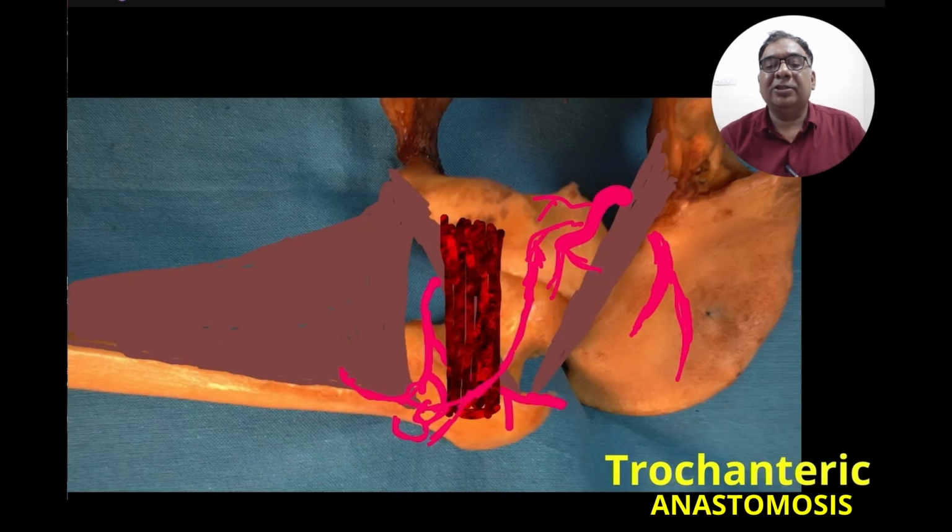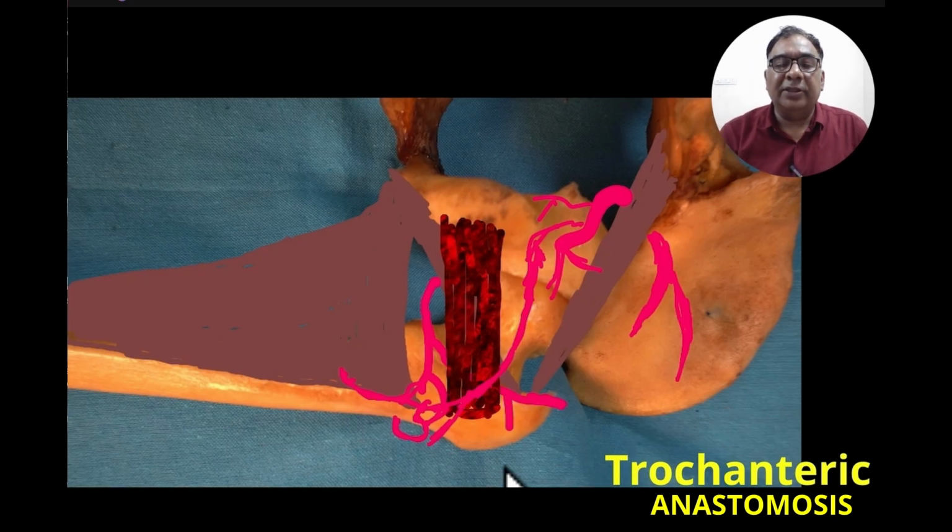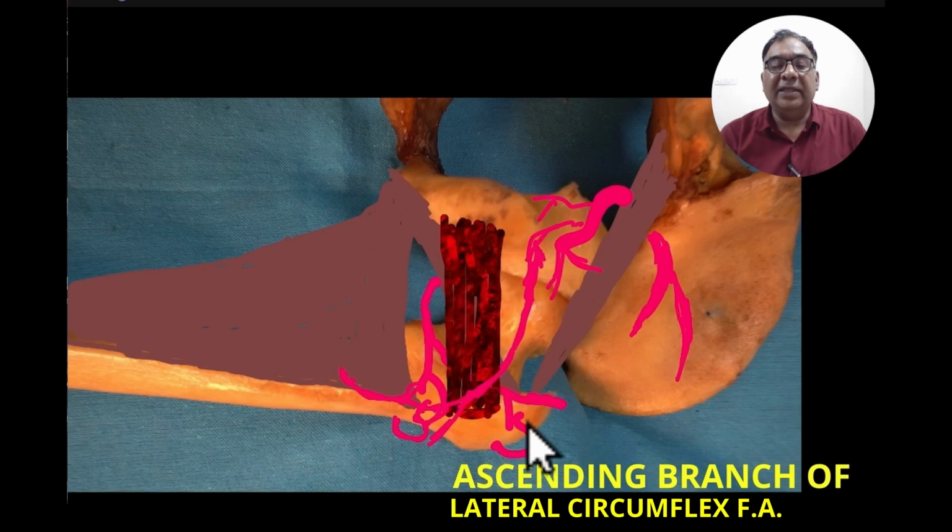Now trochanteric anastomosis. Trochanteric anastomosis takes place at the trochanteric fossa and here this is ascending branch of medial circumflex femoral artery. It takes anastomosis with other branches and forms trochanteric anastomosis. This is ascending branch of lateral circumflex femoral artery. Here you can see and it takes anastomosis with ascending branch of medial circumflex femoral artery.